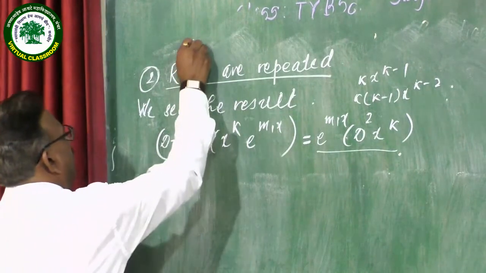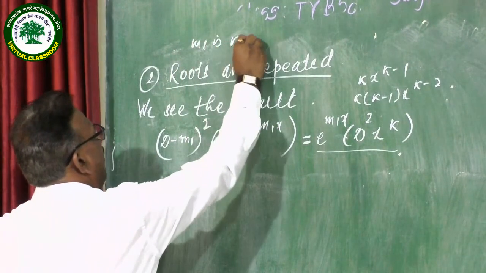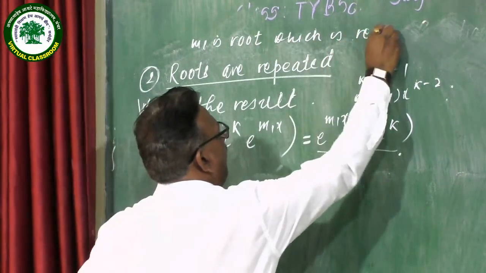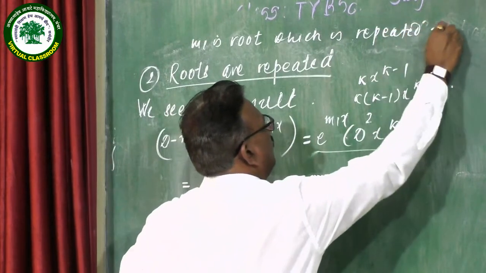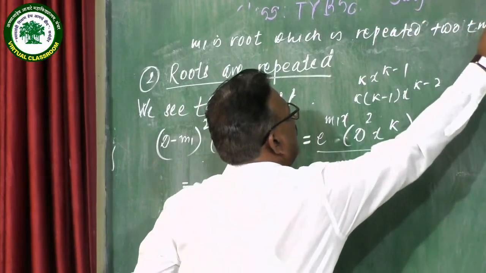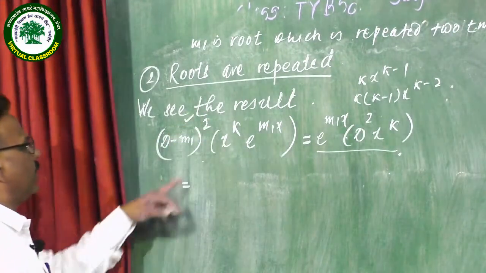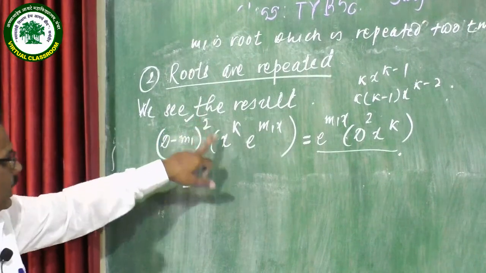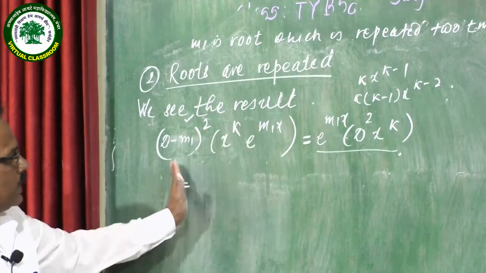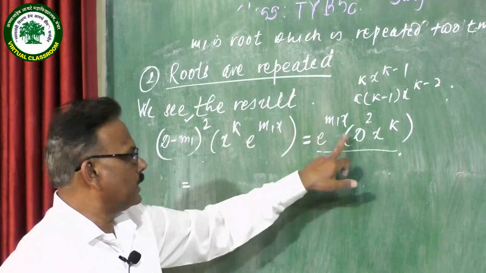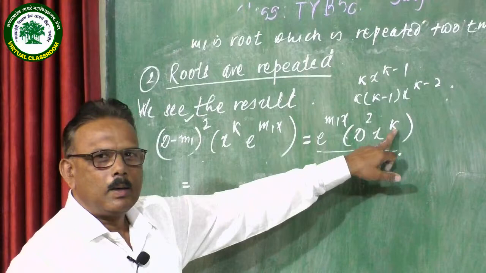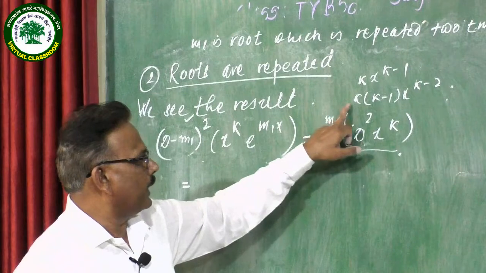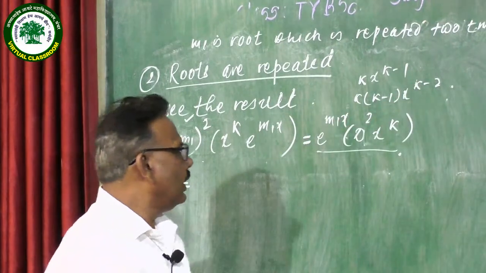Here m1 is a root which is repeated twice. Therefore, it is the bracket squared. So (D − m1)² x^k e^(m1 x), in simplified form, is e^(m1 x) D² x^k. But while taking the second derivative of x^k, it will be k(k−1) x^(k−2).